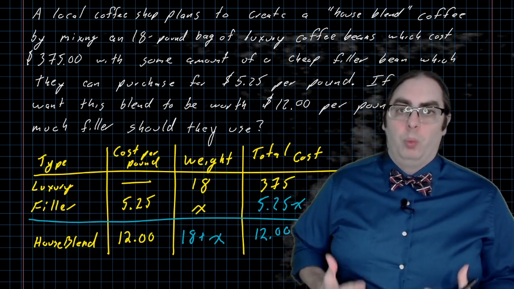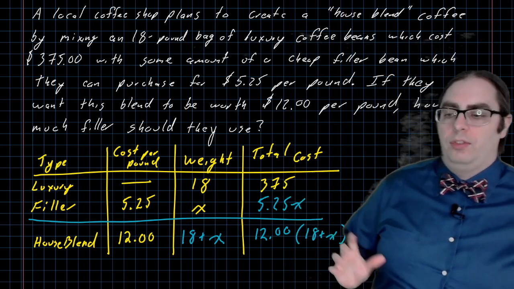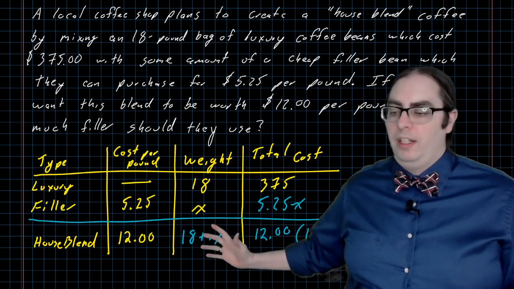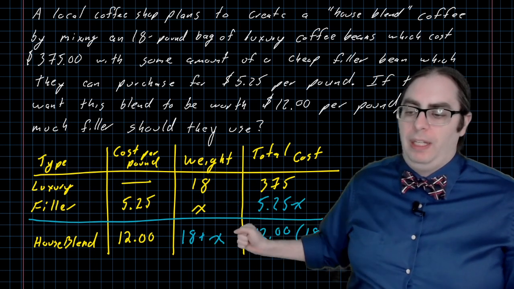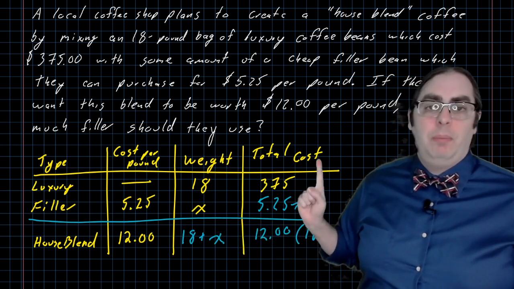Now, there's one thing left to do. The total costs. Just like the total weight, right? The weight of the house blend has to either come from the luxury beans or the filler beans. It all has to get there. Nothing else can get there. The same with the total cost.